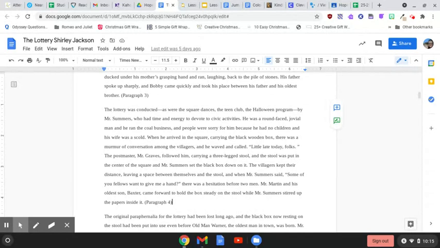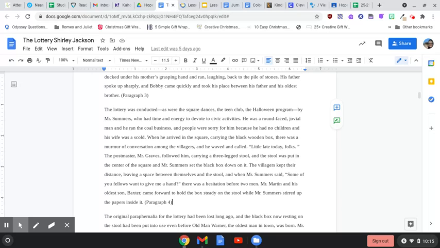When he arrived in the square carrying the black wooden box, there was a murmur of conversation among the villagers, and he waved and called, "Little late today, folks." The postmaster, Mr. Graves, followed him, carrying a three-legged stool, and the stool was put in the center of the square, and Mr. Summers set the black box down on it.